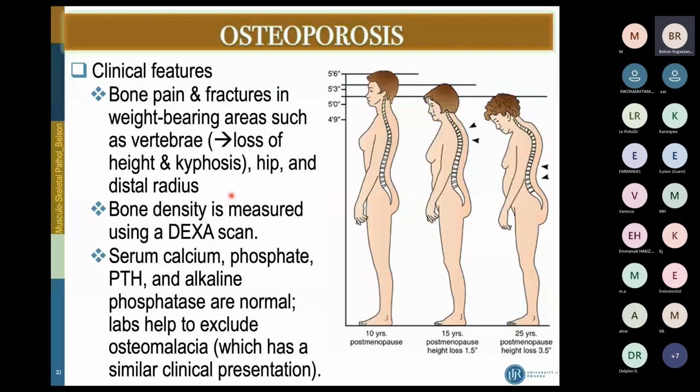So serum calcium, phosphate, PTH, and alkaline phosphatase are normal. Labs help to exclude osteomalacia. This is what I was saying. We have seen that calcium and phosphate are decreased, while PTH and alkaline phosphatase are increased in osteomalacia. But in osteoporosis, you see that they are normal. So that's why I say the X-ray will not help you to distinguish these two unless you combine with clinical information, history, and laboratory tests. So osteomalacia has a similar clinical presentation to osteoporosis.